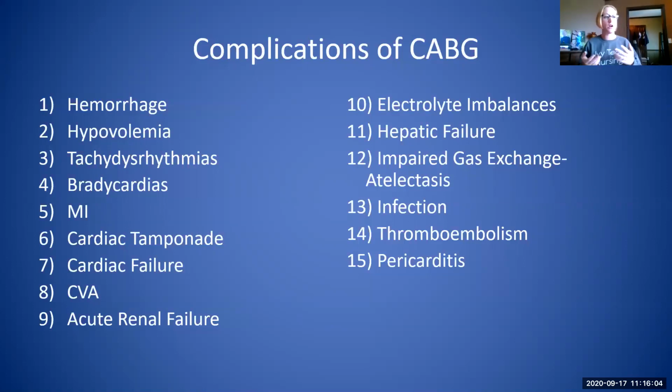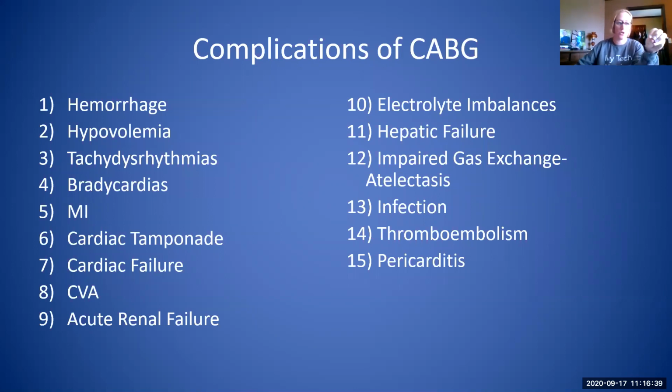Heart failure, stroke, acute renal failure, electrolyte imbalances, especially the ones that are affecting our heart: potassium, magnesium, and calcium. Liver failure, impaired gas exchange, atelectasis, infection, blood clots, pericarditis, everything. I mean, pretty much everything can be a complication of a CABG because it's a heart. We need our heart to do all of those things, and if anything happens, it can affect every body system.